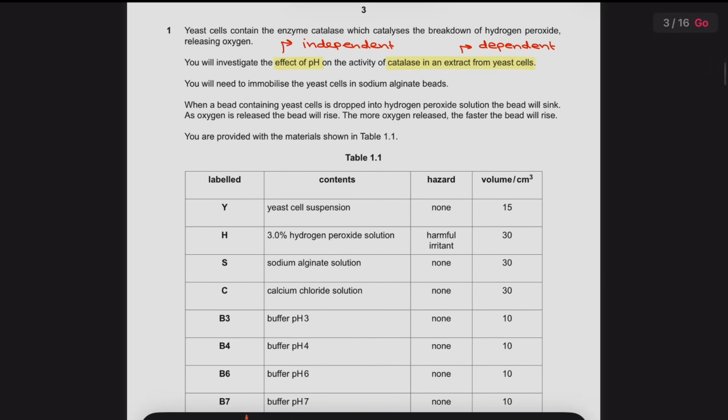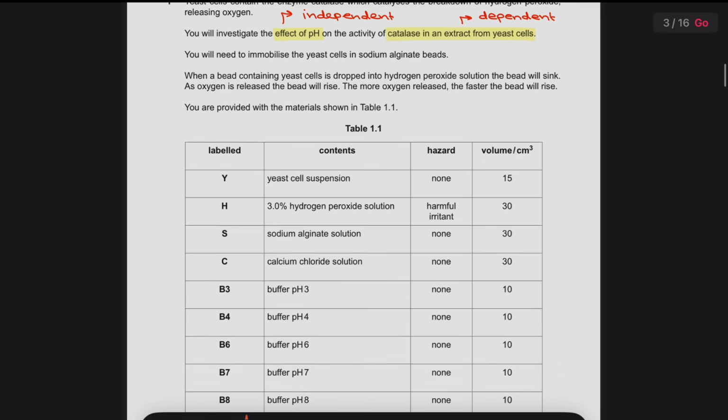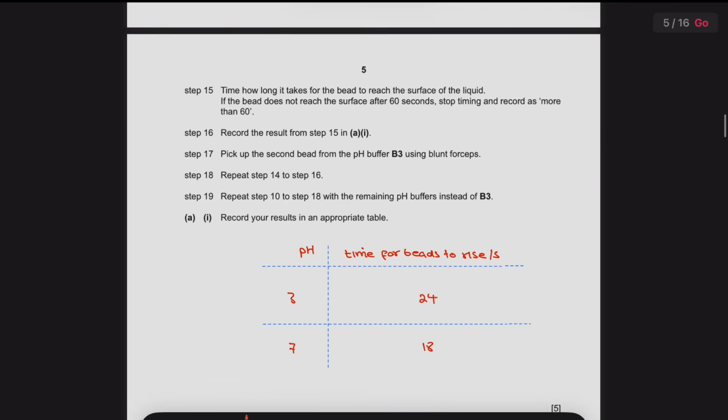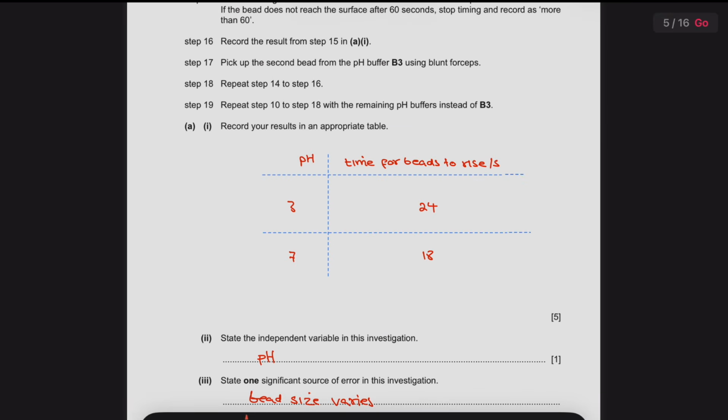So again, highlight your independent and dependent variables, independent being the effect of pH, dependent being the result, so the activity of catalase in an extract from yeast cells. We have a 5-marker table. Really, these are honestly easy marks.